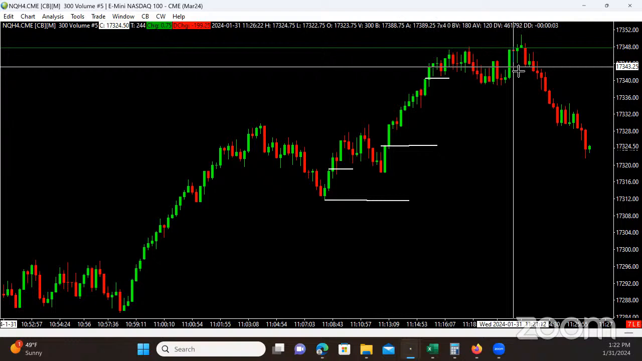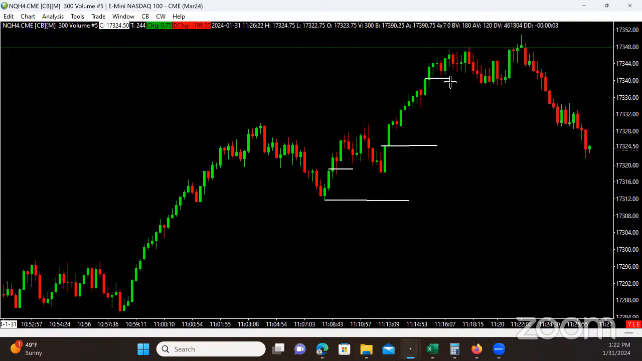43 on that trade. So let's just say you're in 3 contracts at an average price of 28, right? And you get out at 43. That's 15 points times 3 contracts times $20 a contract. That's $900 on that trade. Not bad. Not a bad trade at all, right?